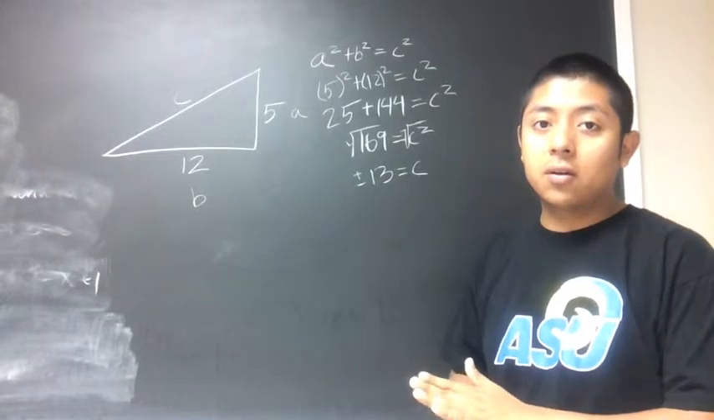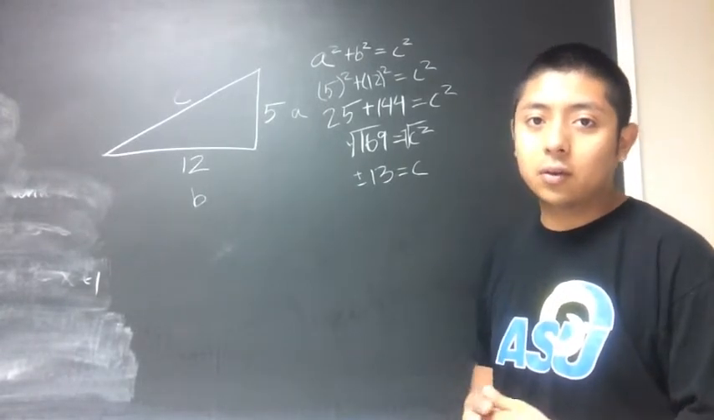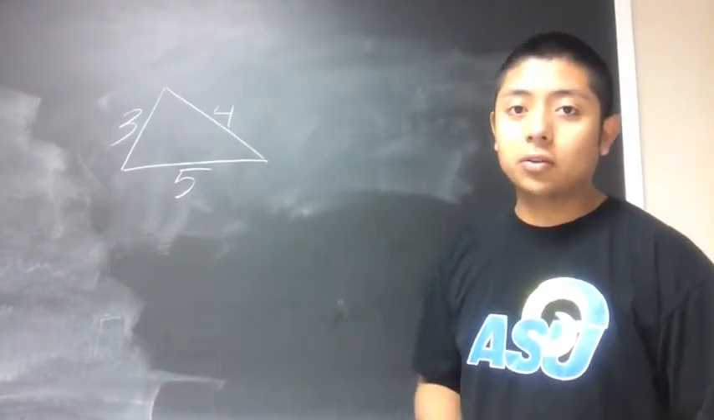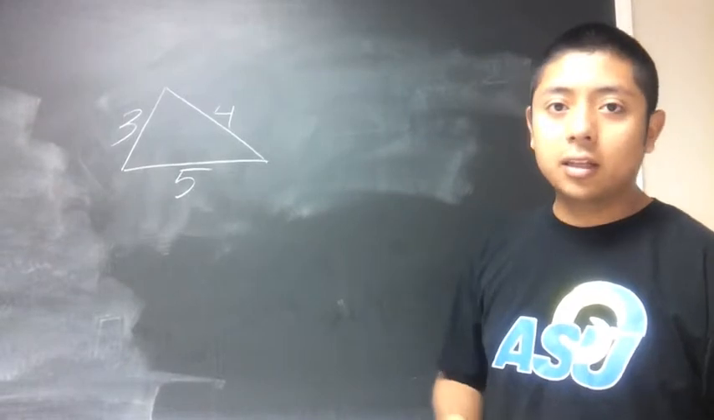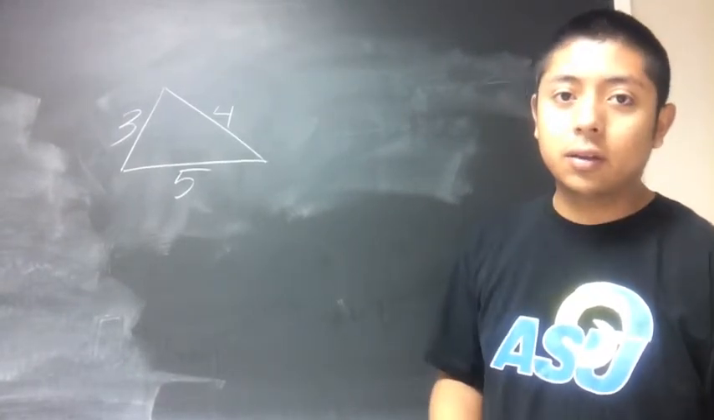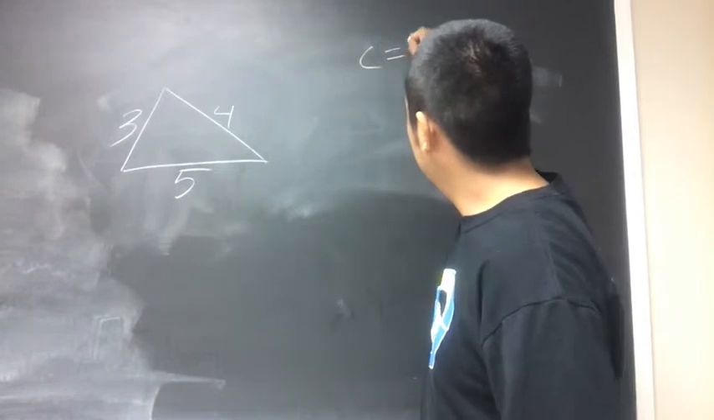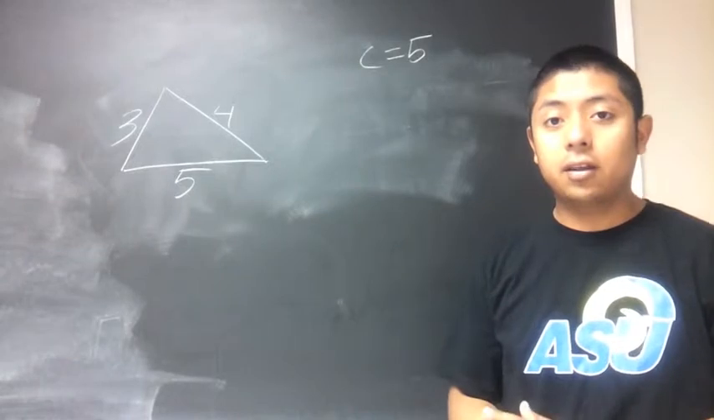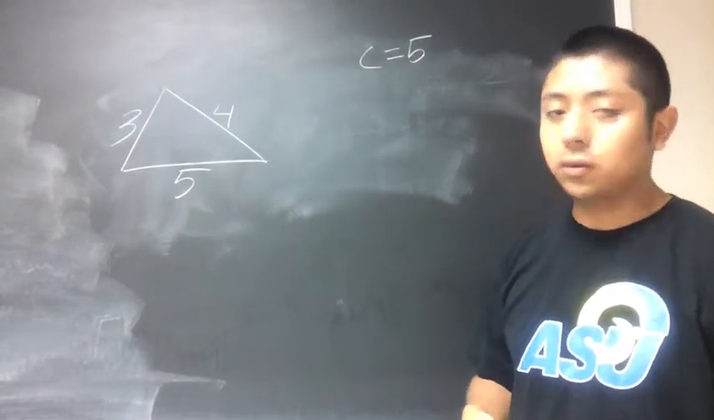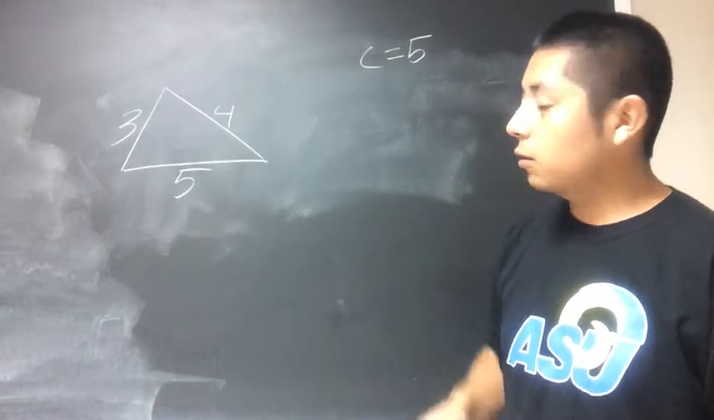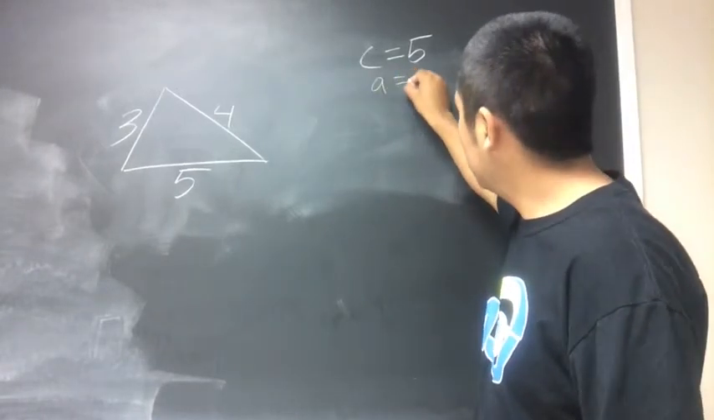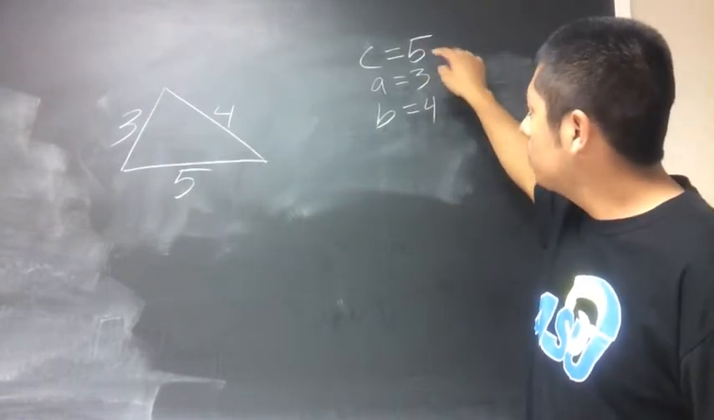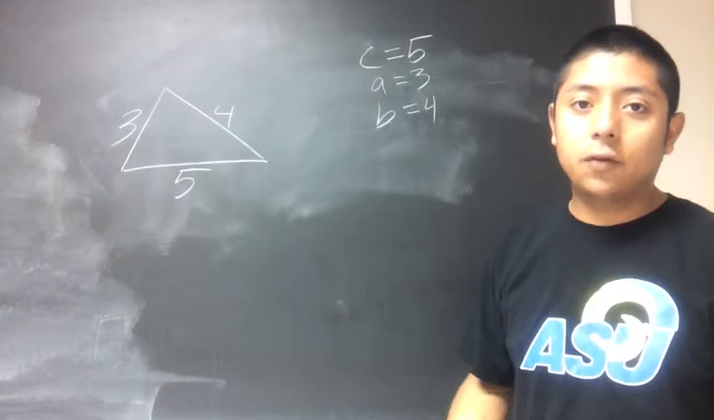Now let's work on a triangle where we know just three side lengths and see if it's a right triangle. As you can see in this triangle we have here, we have side lengths of 3, 4, and 5. But since we don't know if it's a right triangle or not, as I was explaining earlier, the longest side length would be considered our hypotenuse. So in this case, C will equal 5. Now the other two side lengths can be considered the legs. And as I was saying earlier, the legs can be interchanged between each other, so it doesn't matter which one's A and which one's B. In this case, I'll just make A equal 3 and B equal 4.